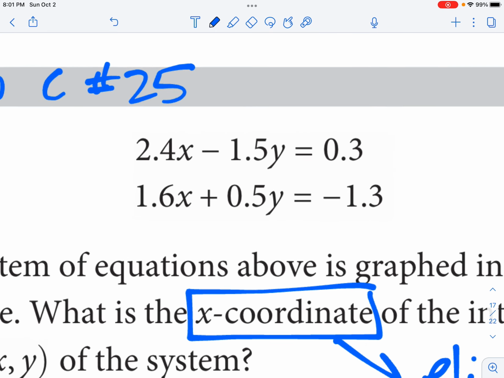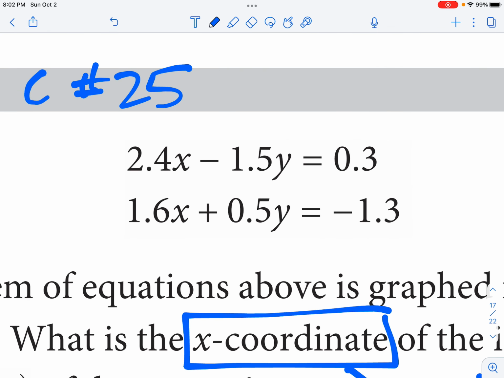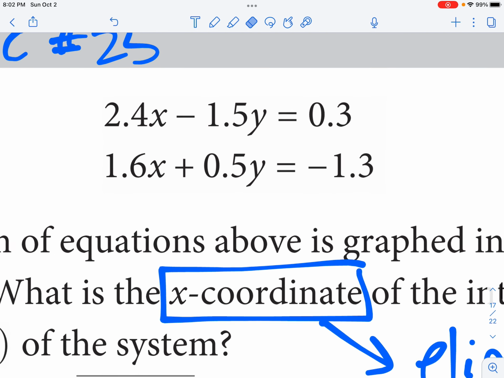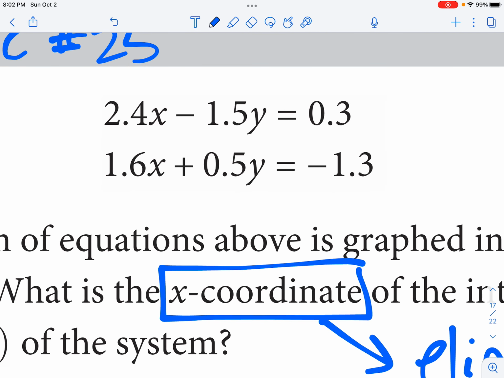So another thing that you could do if you do not like decimals is multiply both of these by 10, and that is going to get rid of all of your decimals. That will make this 24x, that will make this 15y, and that will make this 3. So you can clear your decimals. That is one way, if you are not comfortable with using decimals, that you can get rid of decimals very quickly. In this case, I am noticing that 1.5y and 0.5y is actually working out pretty nicely.